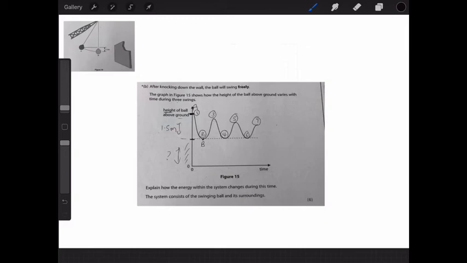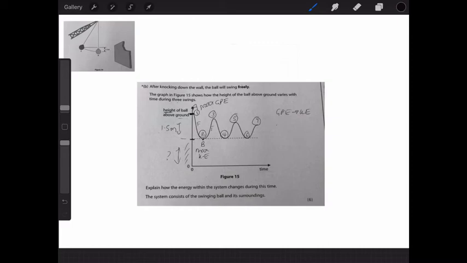Okay, at 1 here, we have got the maximum gravitational potential energy that ball will ever have in this graph. The ball is going to go from GPE at 1 to kinetic energy at 2. And here, that is going to be the maximum kinetic energy the ball ever had.